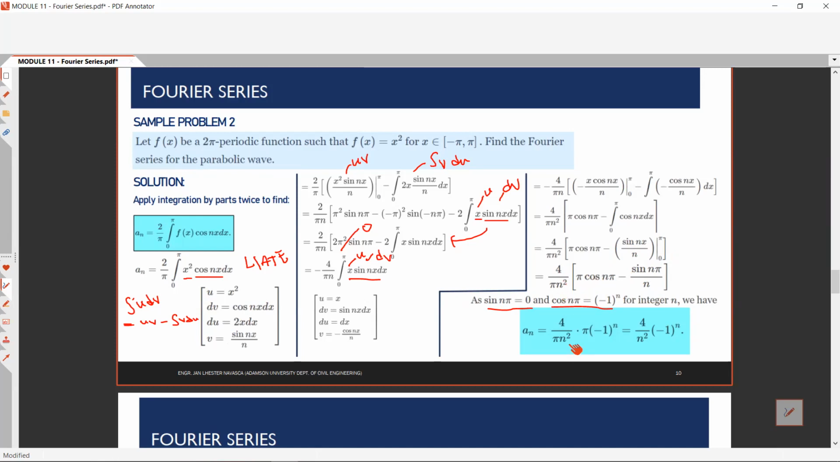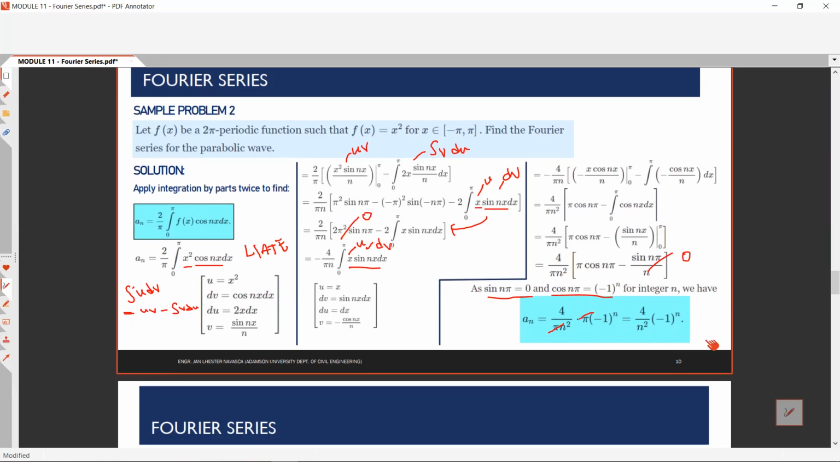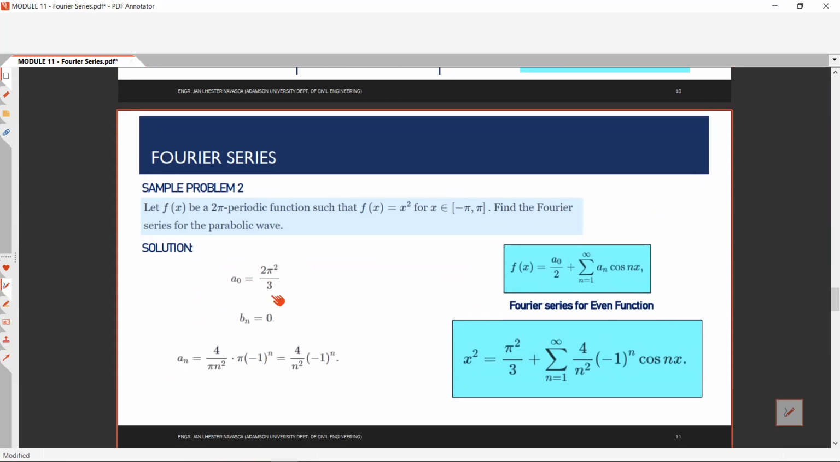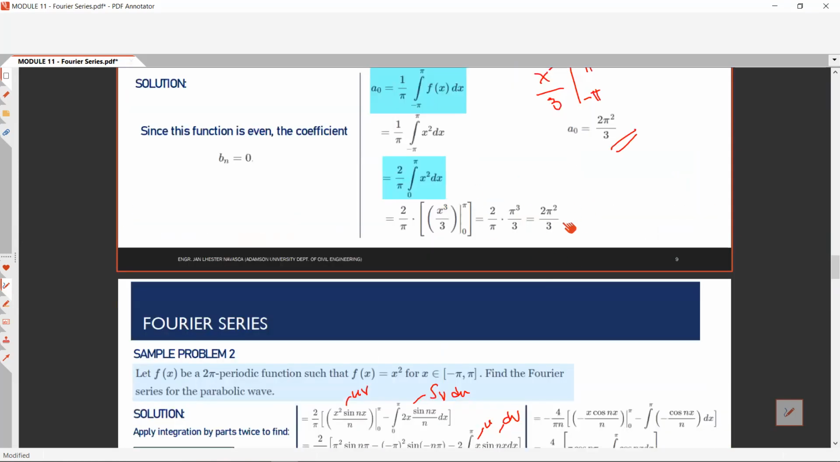So we have 4 over pi n squared, pi cosine n pi is negative 1 raised to n, and this one is 0. That is why a sub n is equal to 4 over n squared times negative 1 raised to n, because the pi cancels out. So this is your value of a sub n. Rewriting your answer, a sub 0 is equal to 2 pi squared over 3, which is our answer from earlier.